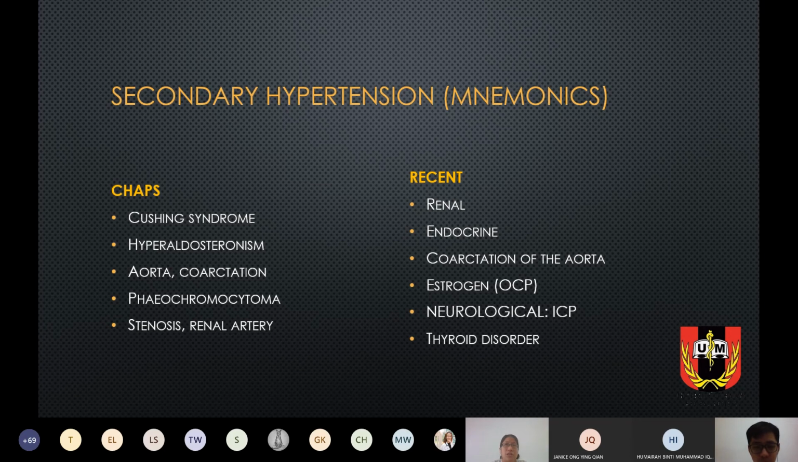Your aorta and your coarctations, you probably need a CTA to look for that. The rest of it, you still need to investigate, then only you will know what is the cause. Your Cushing, your pheochromocytoma, your stenosis, which are things that you cannot see clinically until you investigate and we really look for it.